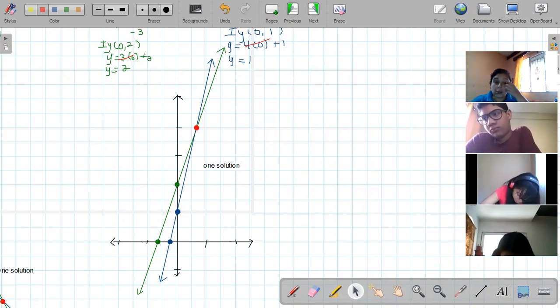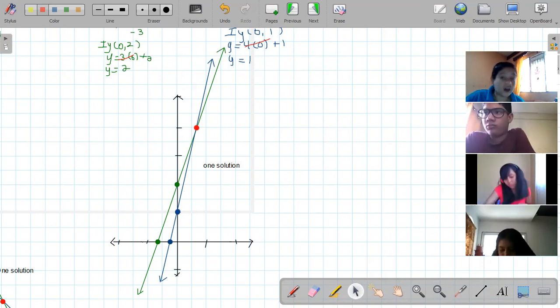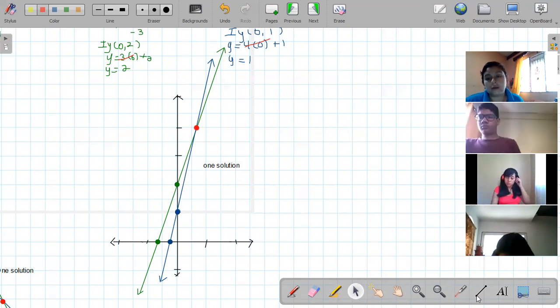And we are going to see this topic next school year, where we determine the solution, but with other methods. Because in the graph, sometimes it is an approximate, especially when we have fractions, okay? So that's why we're going to do it this way.